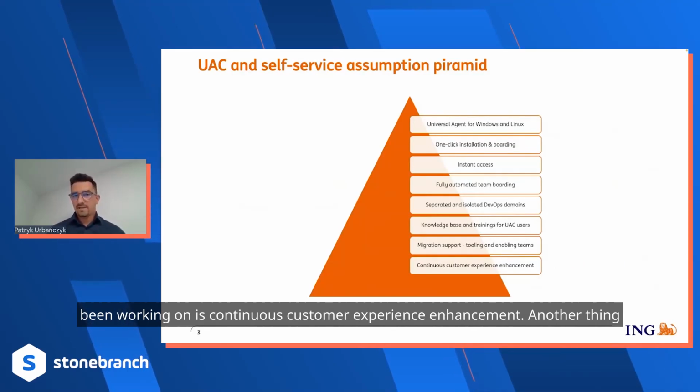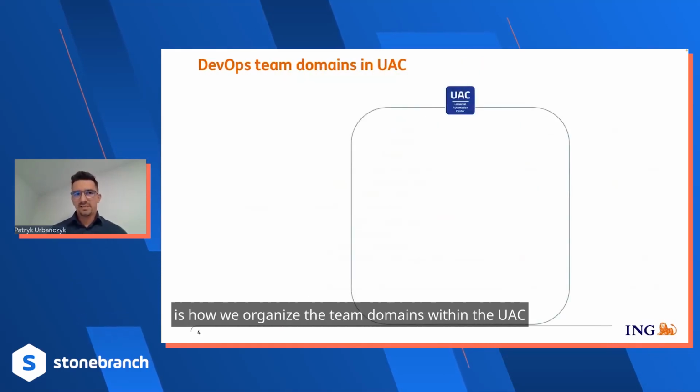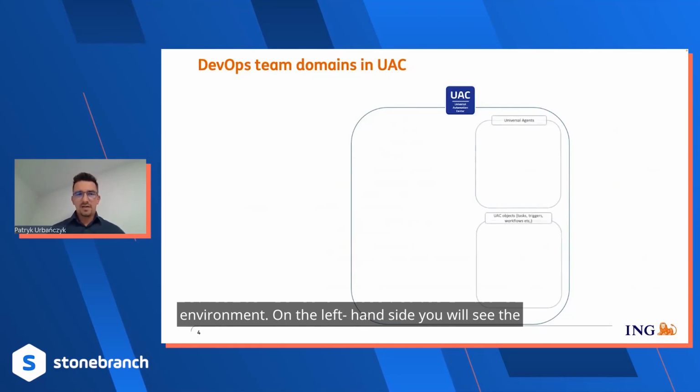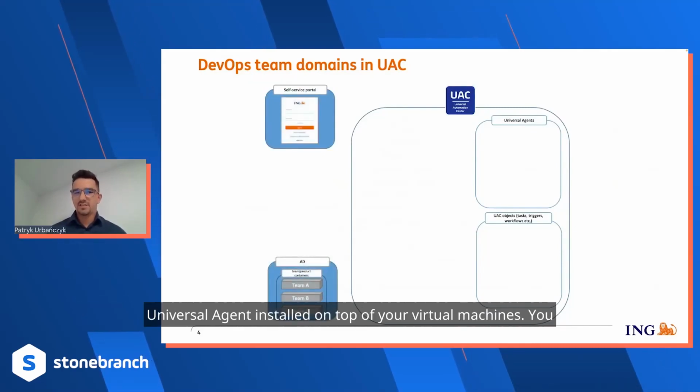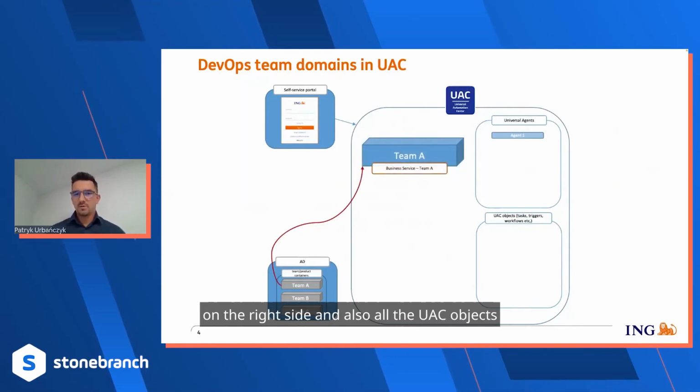Another thing that I would like to elaborate on a little more is how we organize the team domains within the UAC environment. On the left-hand side, you will see the self-service portal where you can request to have the universal agent installed on top of your virtual machines. You can see the two subdomains of the universal agents on the right side, and also all the UAC objects that you can link to your team.